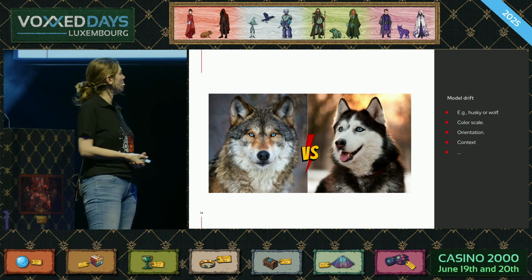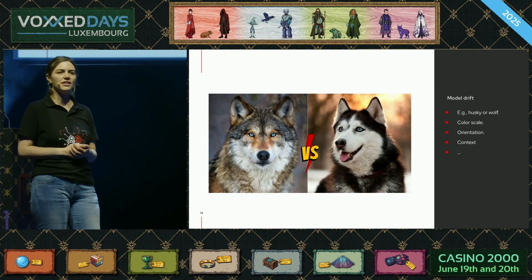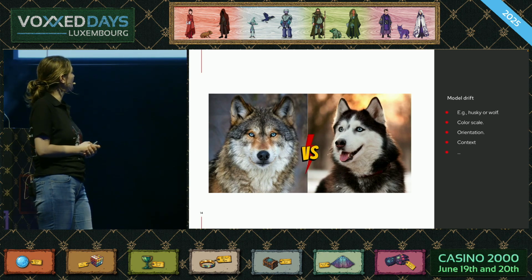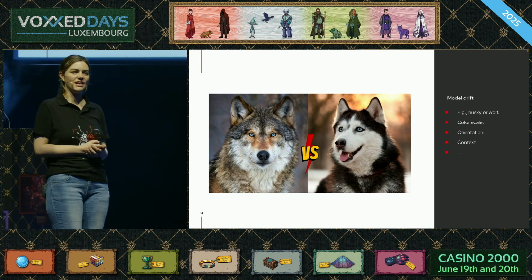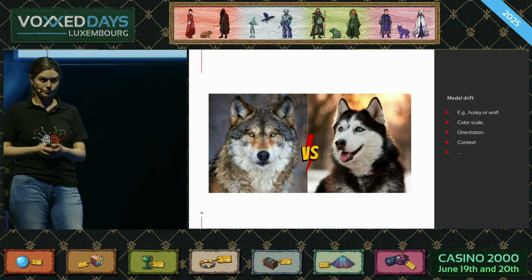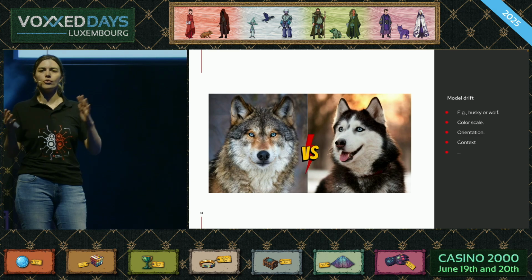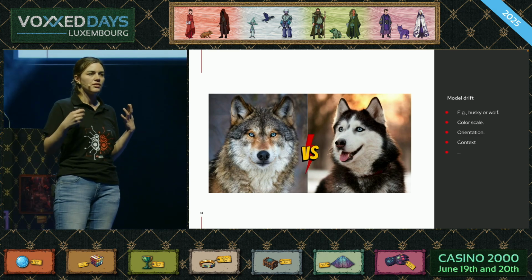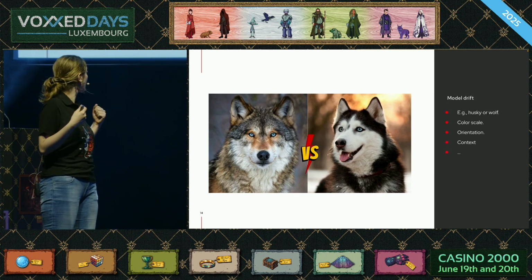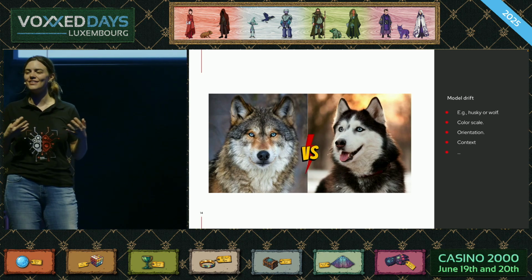Now let's talk about model drift. So you see the picture. There is one husky and one wolf. So what happened? It was a very interesting case where a researcher developed a neural network model, a computer vision model, which was supposed to detect: is it a husky or a wolf? And after some time, they realized that it mislabels the husky as a wolf, the wolf as a husky all the time, and that it didn't work.